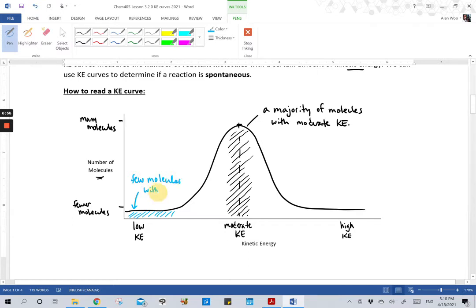With low kinetic energy. But if you look on the other side, the side that has high kinetic energy, we also find that very few of them have high kinetic energy as well.